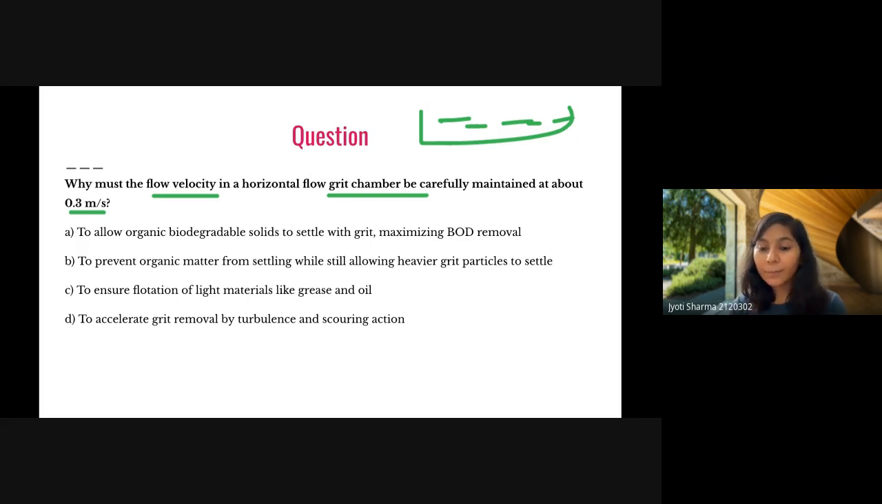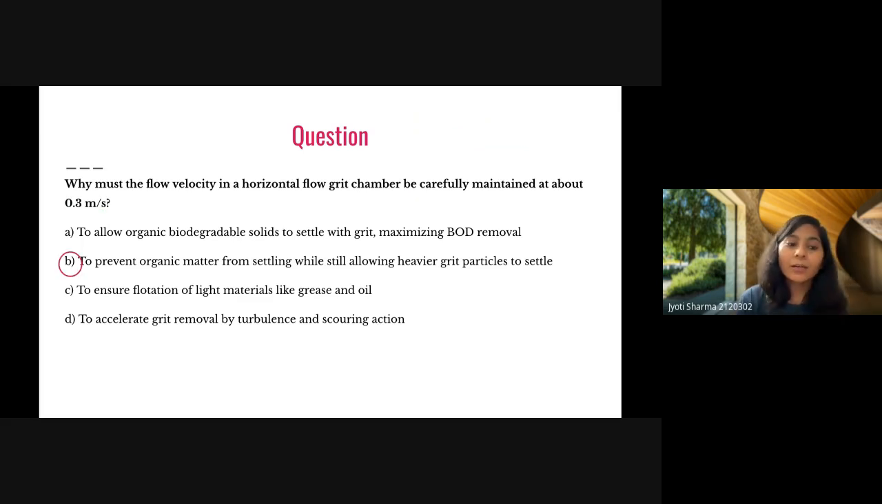Any option? Any idea? Why do we have such a low flow velocity, 0.3 meter per second? Okay, so some of you answered A with uncertainty, and B with uncertainty. You have some problem with this question, but the right answer is B.